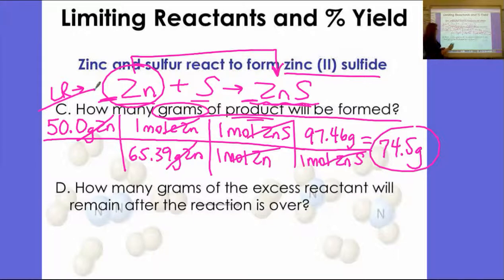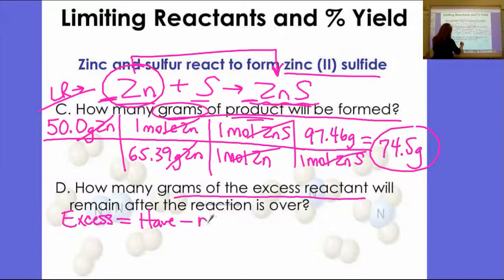Part D, how many grams of excess reactant will remain after the reaction is over? How much excess did I have? Remember the tires? We just subtracted. Excess means I have more than I need. Now, if you've calculated the very first problem, Part D, the other way, you may need to do one additional FLM calculation here to figure out how much you need.